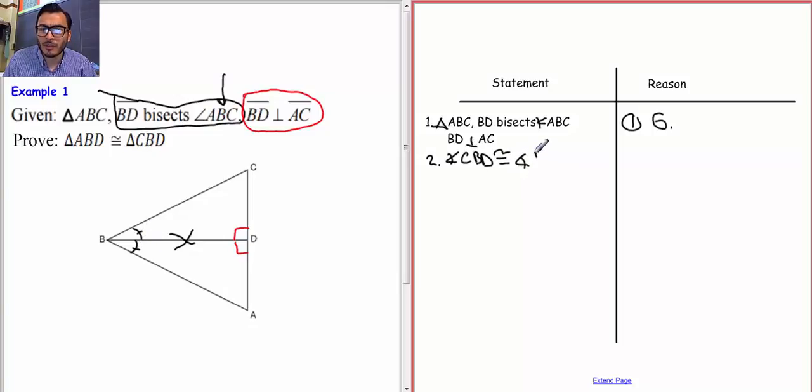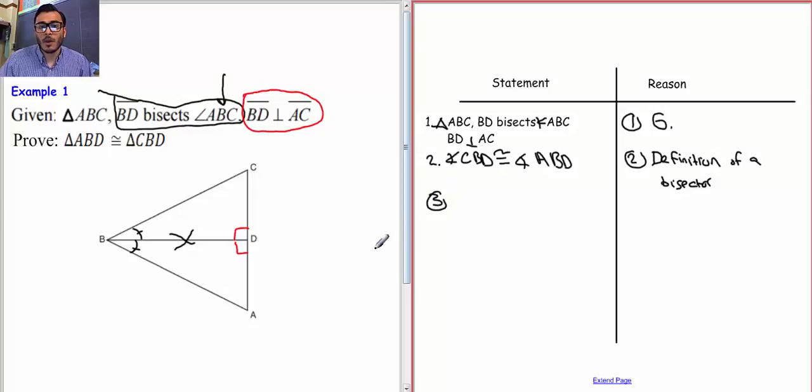And why did we say that? What was our reason for saying that? Well, it was because of the angle bisector, right? So you can just write definition of a bisector, or you could even write BD bisects angle ABC. I'll just write definition of a bisector. That's what a bisector does, right? It makes two congruent angles. Okay, then what else did we say?